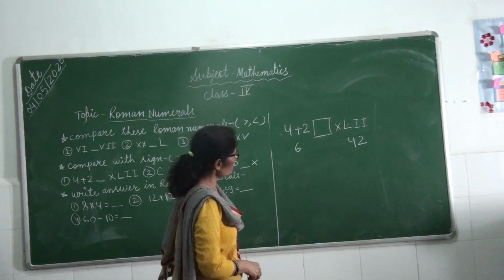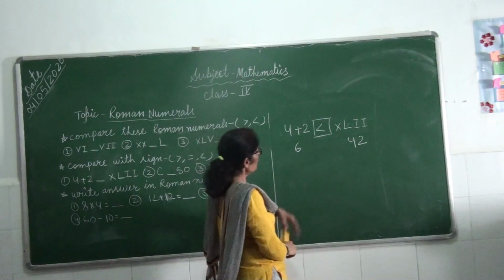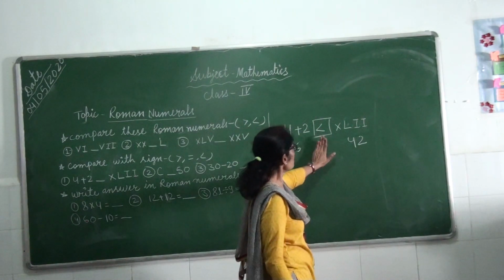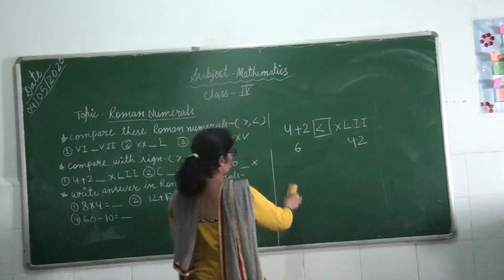Then which sign do we have to put there? This one. Means 6 is lesser than 42.